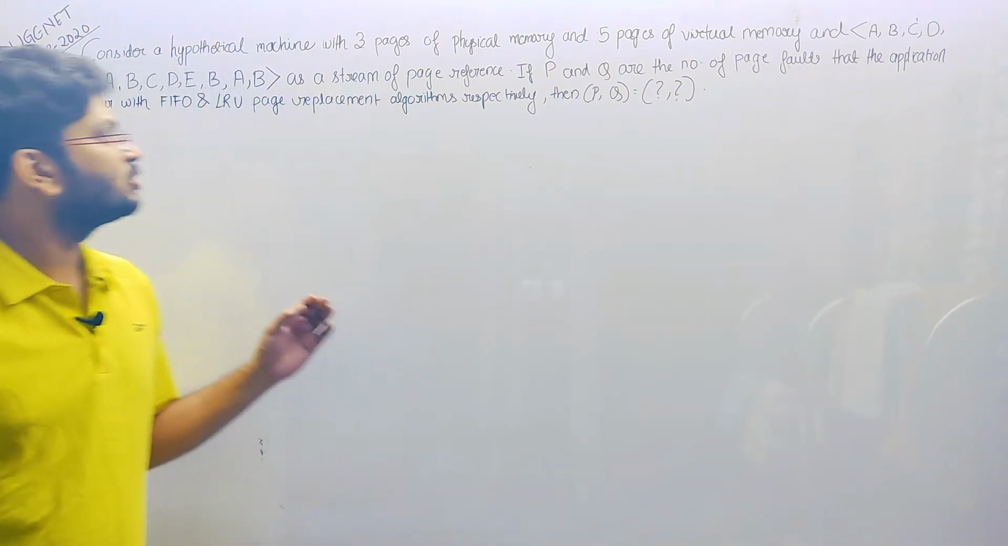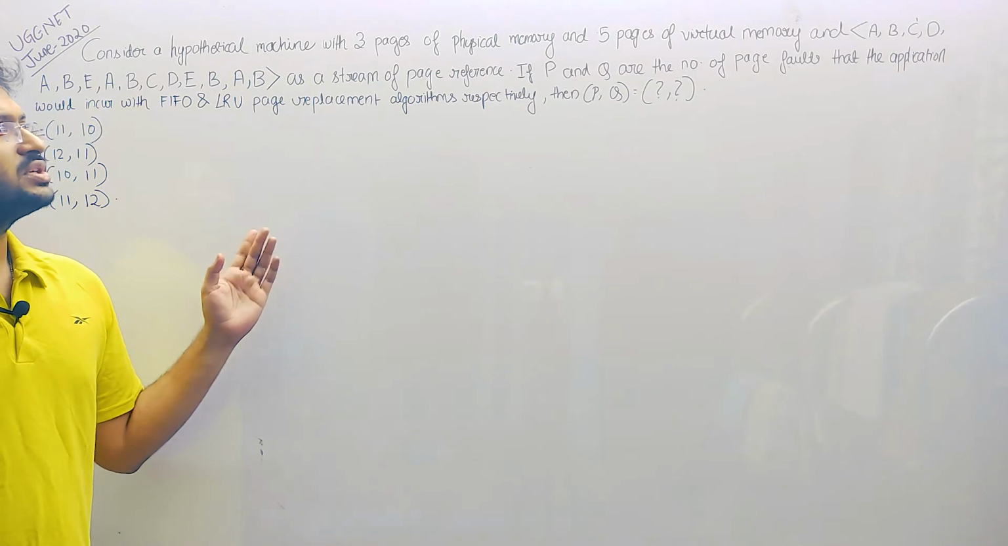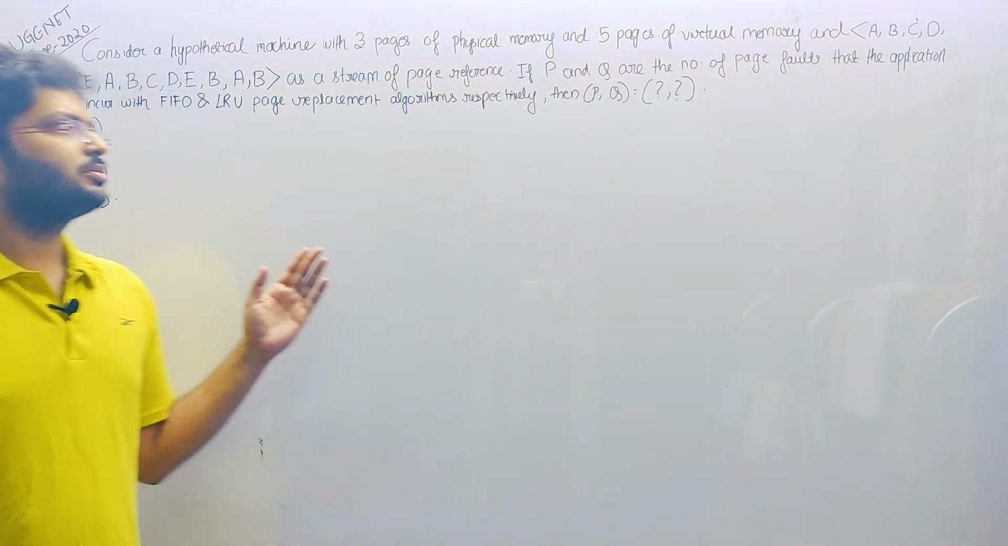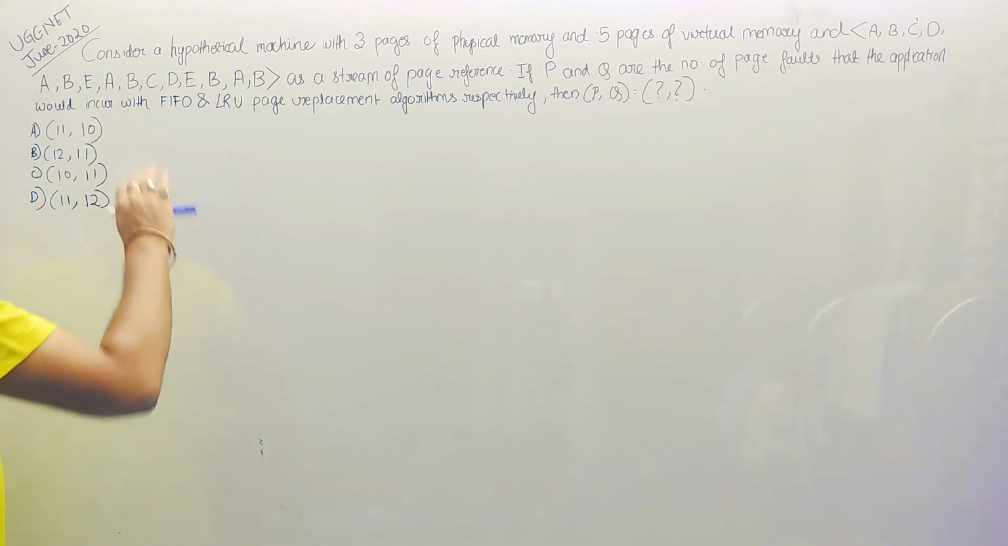In this video, we will see a question which was asked in June 2020 of the UGC NET exam. This question is basically on operating systems, on the concept of page replacement algorithms. Now let us see the question.